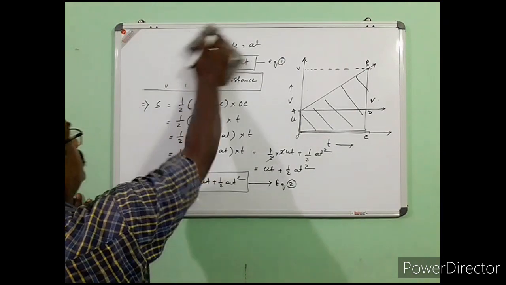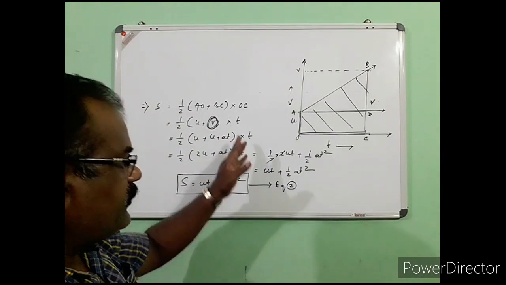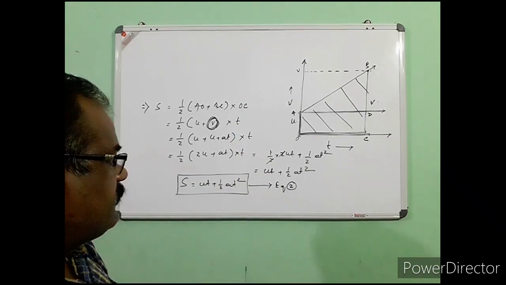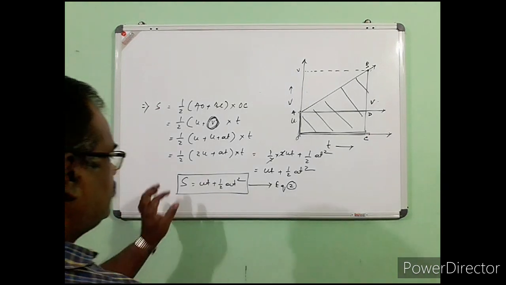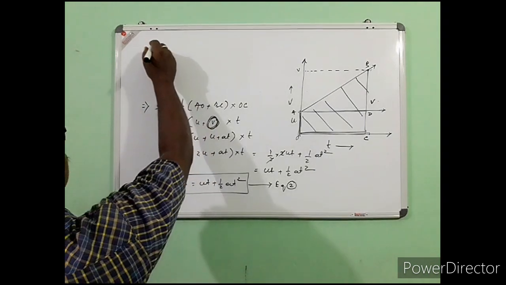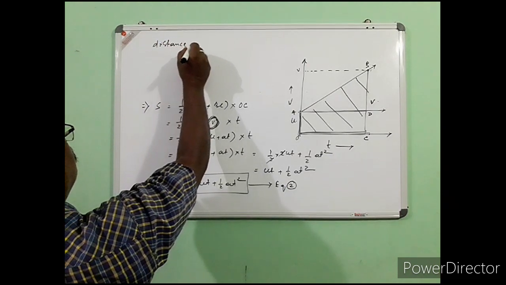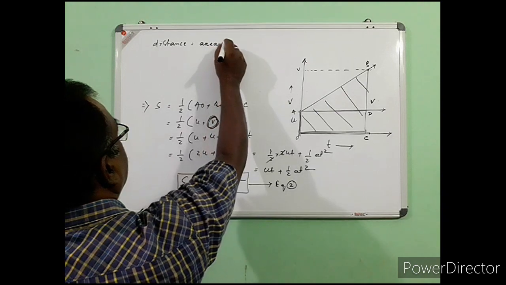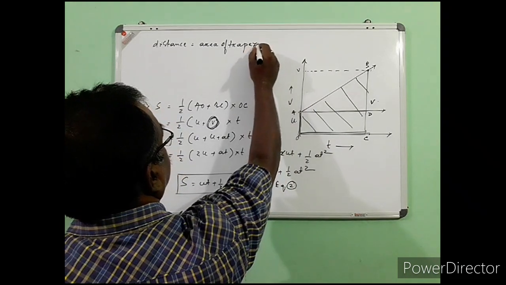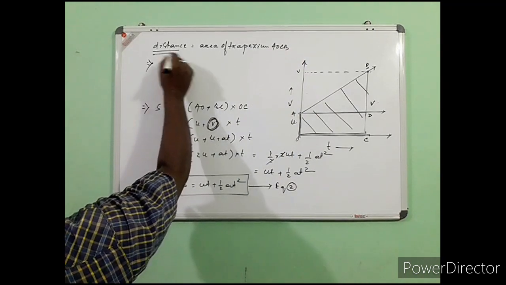Similarly, the third equation. As you know, there are 3 equations of motion and we have already got 2. The first equation is V equal to U plus AT, and in the second equation we have S equal to UT plus half AT square, the total distance covered. For the third equation, in the same manner, the distance covered by the body is equal to the area of the trapezium AOCB, or the distance S.